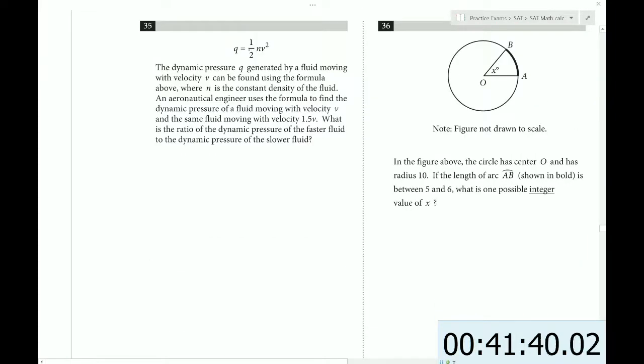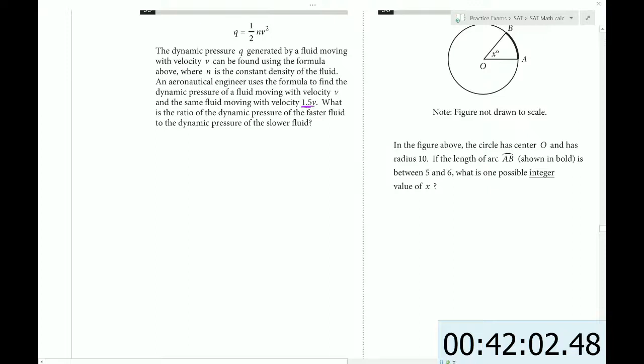All right, Q equals 1/2 N V squared. The dynamic pressure Q generated by a fluid with velocity V can be found using the formula above, where N is the constant density of the fluid. An aeronautical engineer uses the formula to find the pressure of a fluid with velocity V in the same fluid measured with velocity 1.5 V. What is the ratio of the dynamic pressure of the faster to the slower?